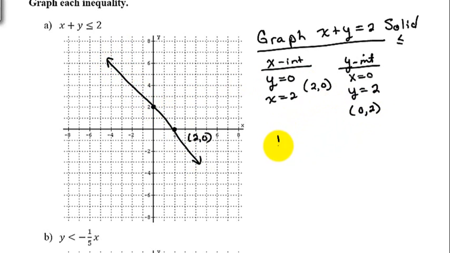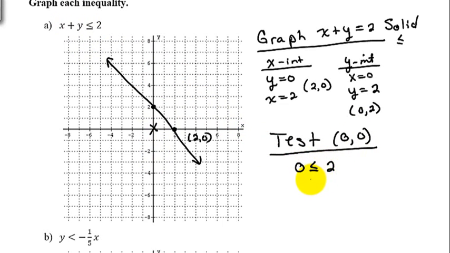The next thing that you want to do is test a point. If 0, 0 is not on the line, then that's the point that I always test. I will usually put an X on my test point just so that I know that that's what I'm testing. So I'm going to test 0, 0 and see if that gets me a true statement in my inequality. If I plug 0 in for x and 0 in for y, I get 0 is less than or equal to 2.